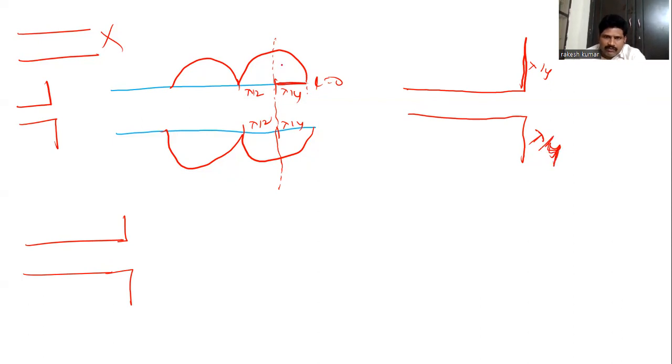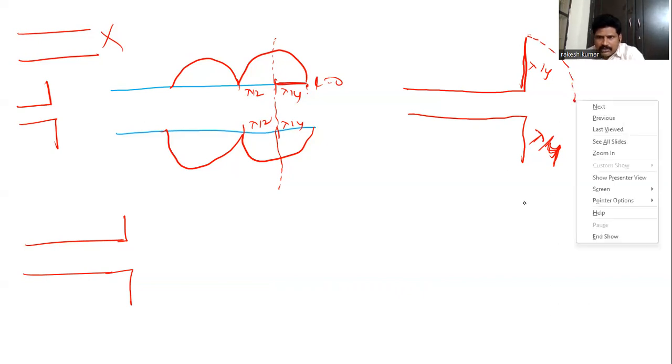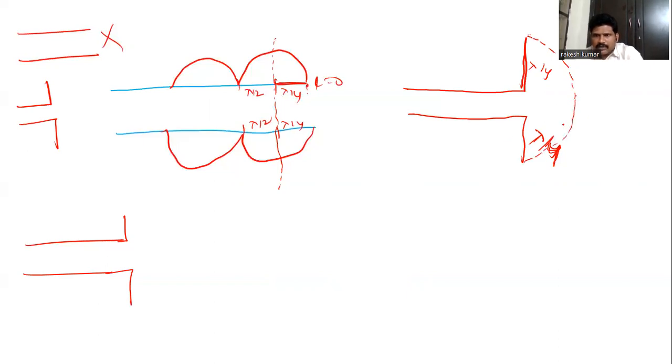Now draw the same waveform. At L is equal to 0, what is the current here? The current is 0. So this is the radiation for L is equal to lambda by 4. Similarly, this is the radiation for L. So what is this total length? Here it is lambda by 4, and it is for lambda by 4. So the total length is lambda by 4.